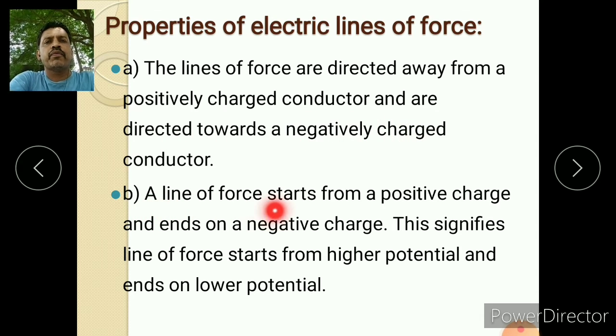A line of force starts from a positive charge and ends on a negative charge. This signifies that the line of force starts from higher potential and ends at lower potential. Anything positive we consider higher or more, and anything negative we consider less. So the lines of force always start from a positive charge and end on a negative charge.